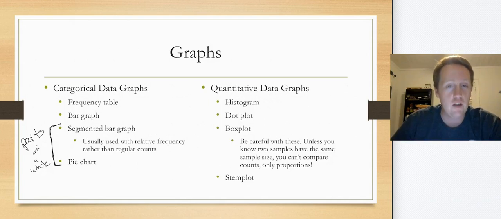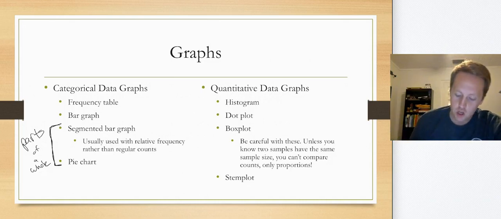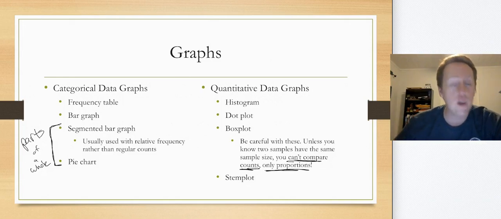All right, the major quantitative graphs that we're going to look at are histograms, dot plots, box plots, and stem plots. I want you to be careful about box plots because they like to ask a lot of conceptual questions about them. If I'm looking at two box plots and they have the same width for their box, that doesn't mean they have the same number of observations. You can't compare counts. You can only compare proportions, right? I know 25% of the data is in this one spot. I can't say that that has more than one other of them. So maybe my words were confusing just now, but I hope that you understand what I'm saying.